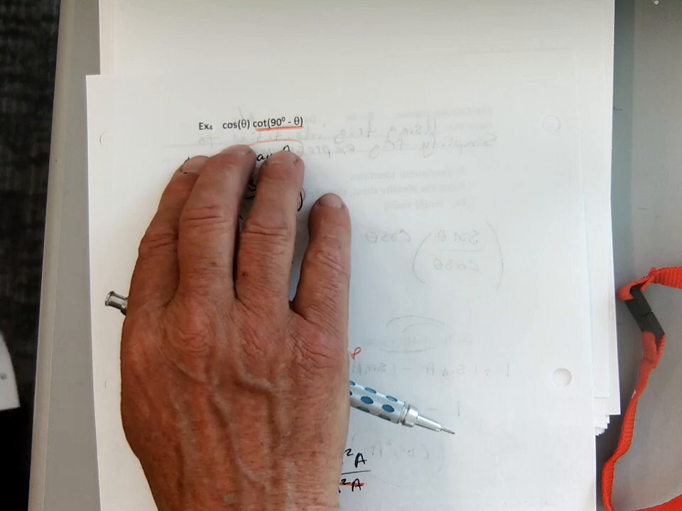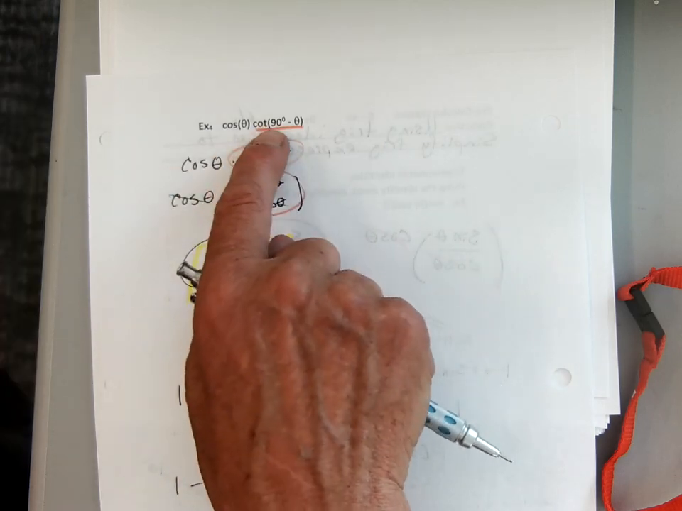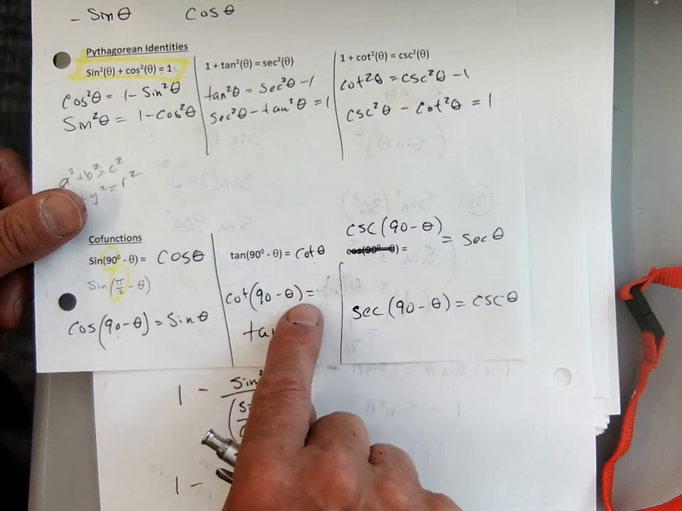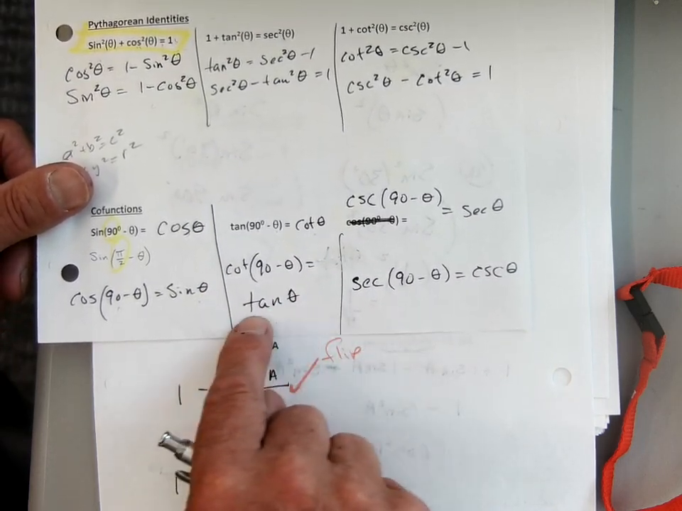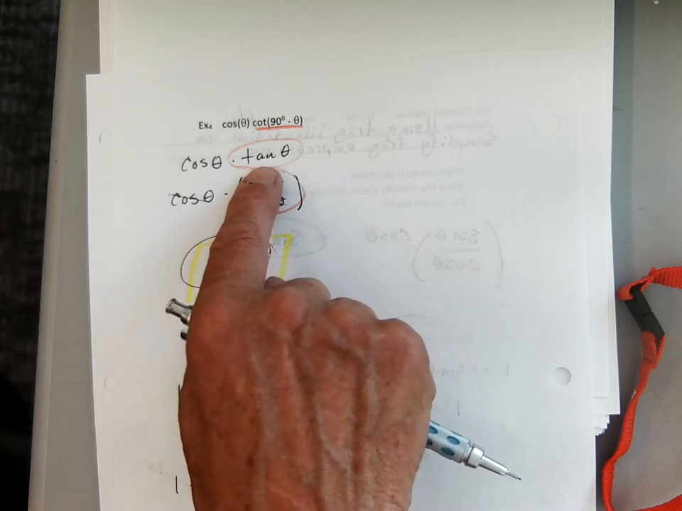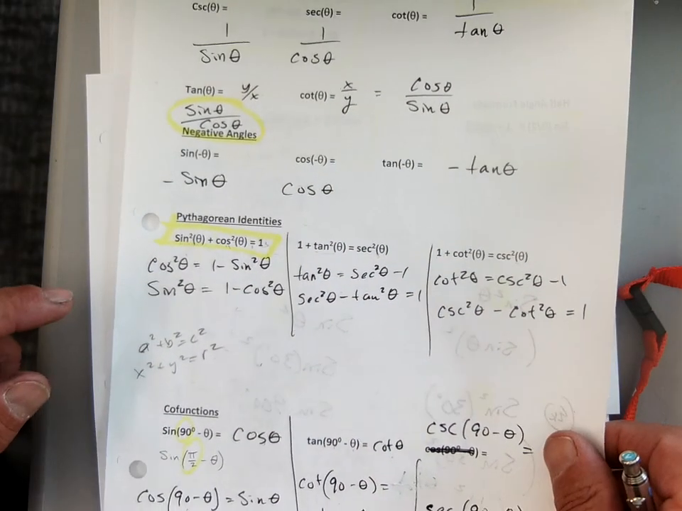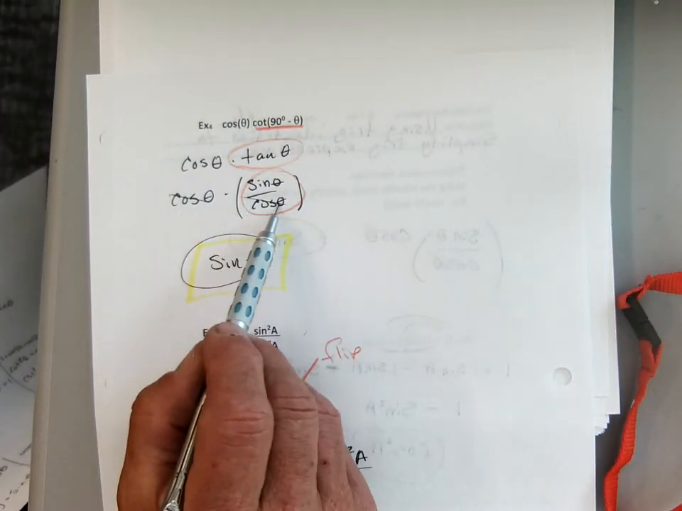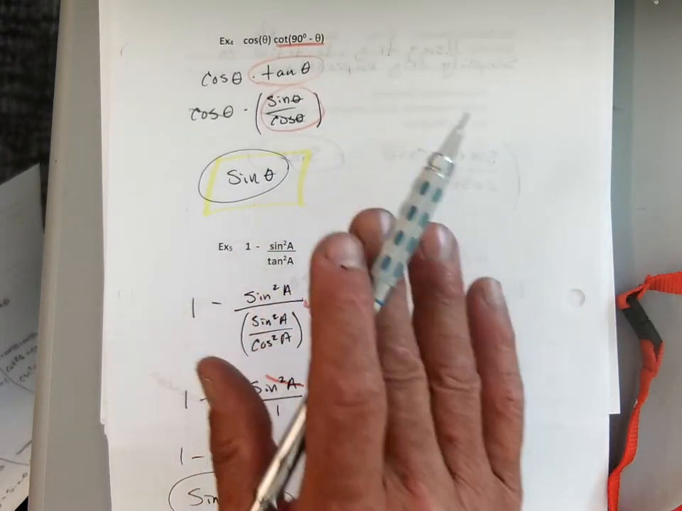On the back side, I had a problem like this. I thought, wait a minute, that looks familiar. Cotangent of 90 minus theta is just a tangent. Okay, so I rewrote this as a tangent. We learned earlier that another variation of tangent would be to write it as sine over cosine. And that works out conveniently because the cosines cancel, and I'm just left with a sine, okay?